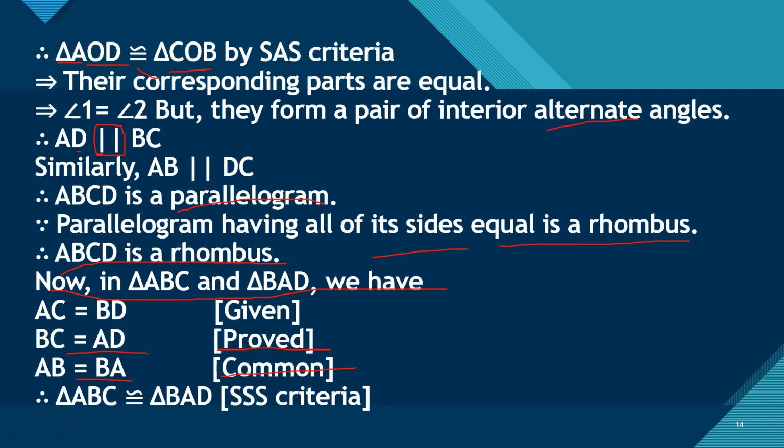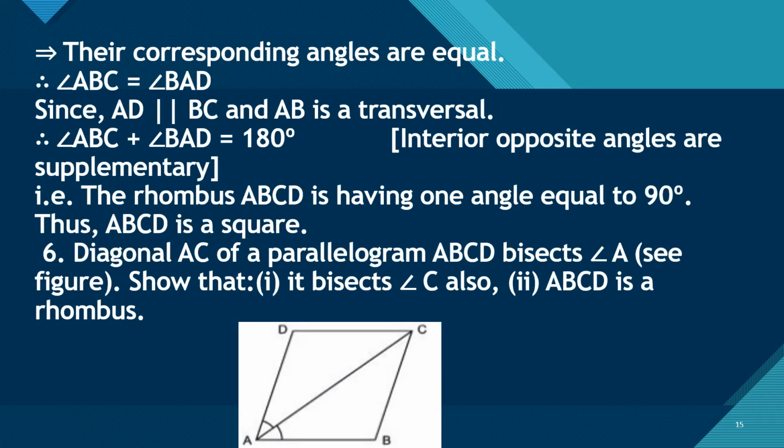We are going to the next slide. So their corresponding angles are equal. Therefore, angle ABC is equal to angle BAD, since AD is parallel to BC and AB is a transversal. Therefore, angle ABC plus angle BAD is equal to 180 degrees, as interior opposite angles are supplementary. That is, the rhombus ABCD has one angle equal to 90 degrees. Thus, ABCD is a square.